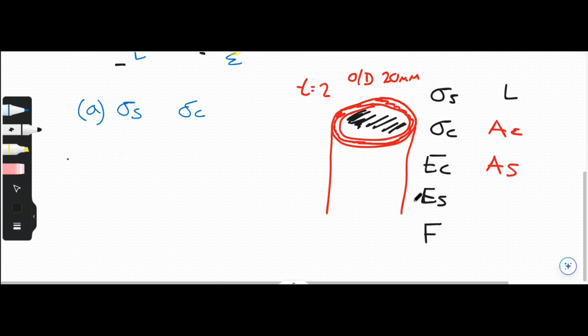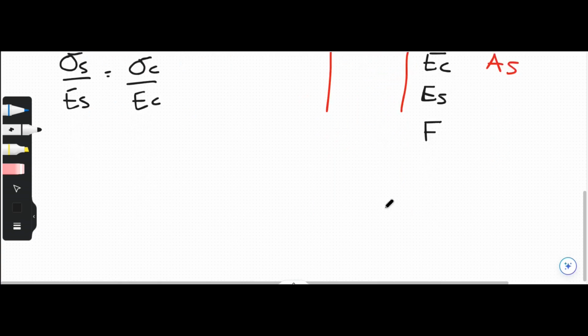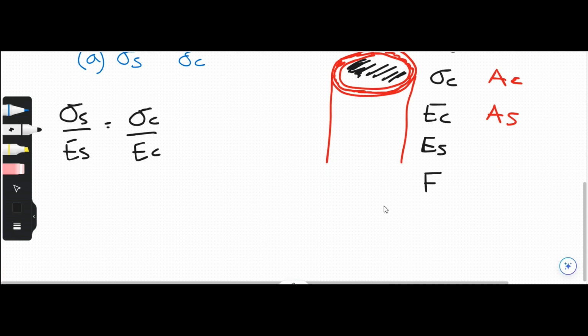So we've got this formula that we know. Stress in the steel over Young's modulus of the steel has got to equal the stress in the concrete over Young's modulus of the concrete. The problem we've got there is that there are 2 unknowns. We don't know the stresses. I don't know that stress and I don't know that stress. So I've got 2 unknowns, and I don't like 2 unknowns.